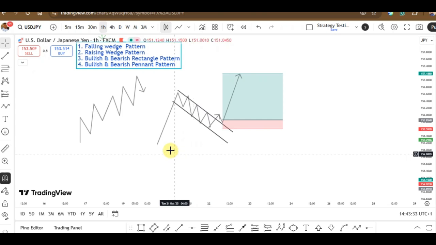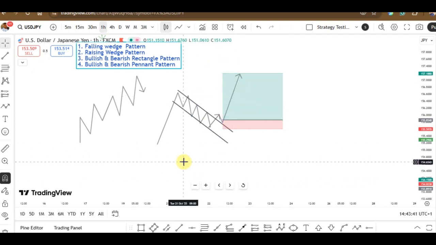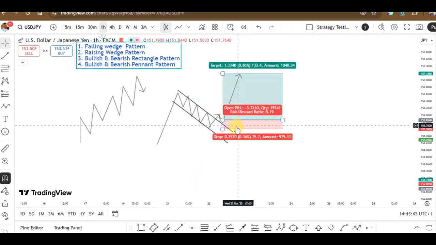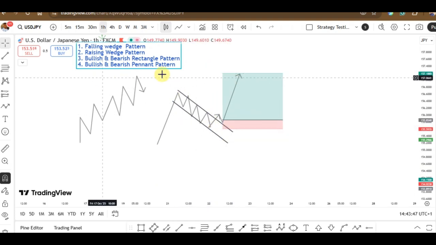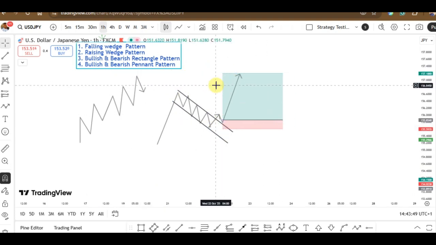And how do you know your target for a falling wedge pattern? How do you know where to target? I've just explained how to place your stop loss, but how do you know your target? Let's say you target the next resistance you can see. Let's say there's no resistance.